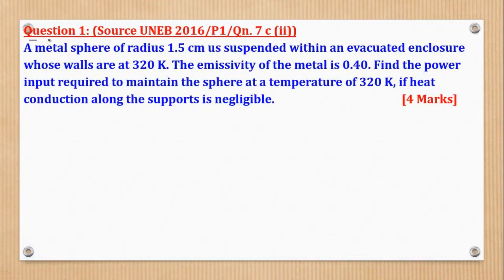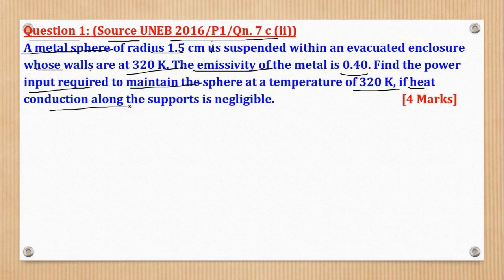So with that, we shall go through some questions. Question 1 came from UNEB 2006 paper 1, question 7C, Roman 2, and says a metal sphere of radius 1.5 centimeter is suspended within an evacuated enclosure whose walls are 320 Kelvin. The emissivity of the metal is 0.4. Find the power input required to maintain the sphere at a temperature of 320 Kelvin if the heat conduction along the supports is negligible.